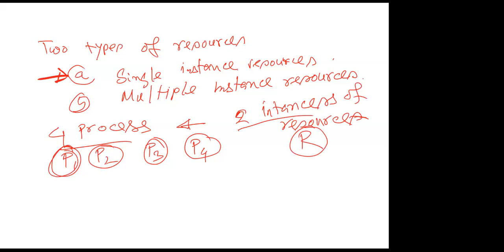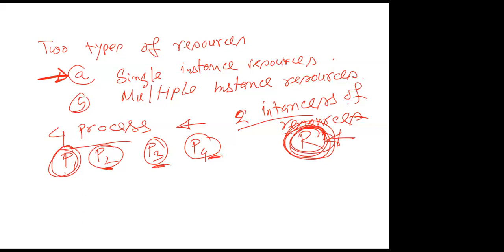printers, and the resource is a printer, that means that to complete process P1, it needs 2 printers. This process needs 2 printers, this needs 2 printers, this needs also 2 printers. So a total of 8 instances is required to complete these 4 processes. Now there is a resource named R, and 2 instances of resource R are required to complete each process.